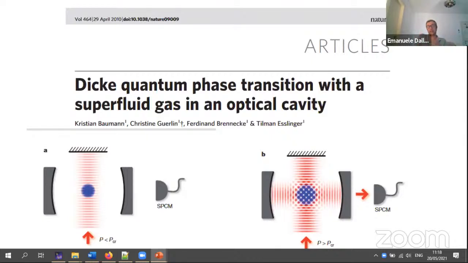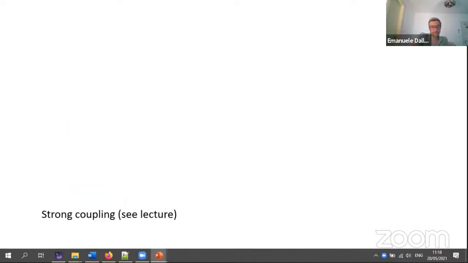Actually, this was not shown in this first paper, but there is a follow-up paper where they show that indeed, when they cross the phase transition, sometimes they end up in phase plus and sometimes in phase minus. So in other words, sometimes the atoms are on the even sites and sometimes on the odd sites.